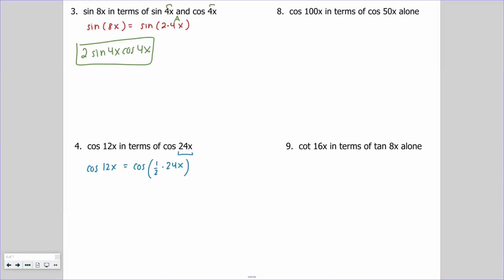We have a half angle expansion for cosine. I picked that half angle again so that my final answer here is in terms of that angle 24x. So I'm just going to use the half angle expansion for cosine. That's plus or minus the square root of 1/2 times 1 plus the cosine of 24x. That's as far as we can go. There's nothing to actually evaluate. We don't know what the angle x is actually. So that's all we can do.